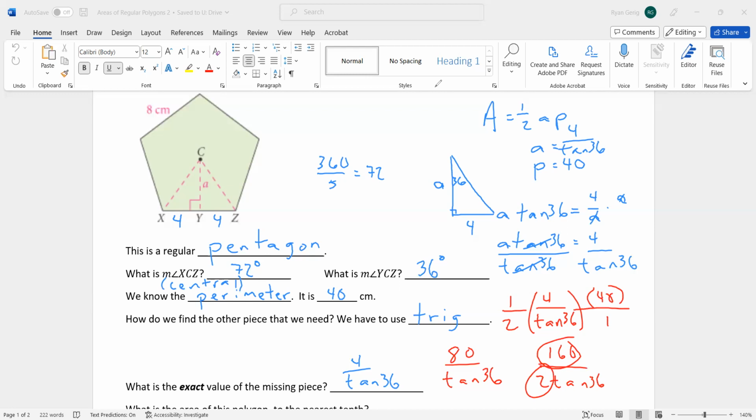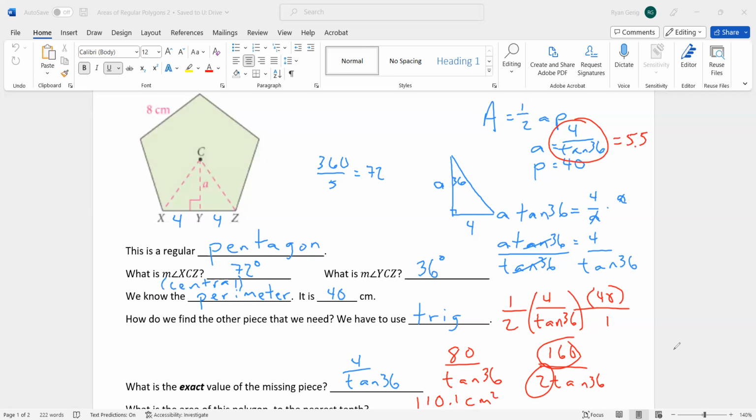So I can't quite see it here on my computer, but what is the area of this polygon to the nearest tenth? It is 110.1 centimeters squared. Now I said I was going to show you if I had rounded the 4 tan 36 too early and said 5.5 here. Let me show you what would happen.